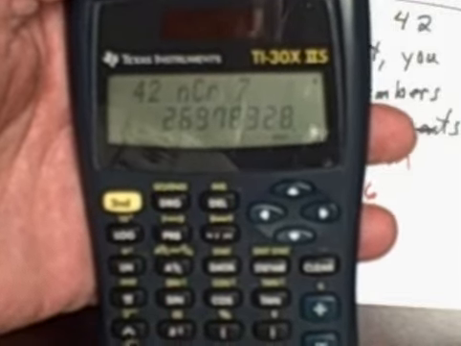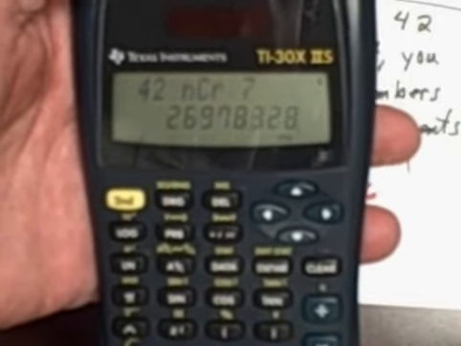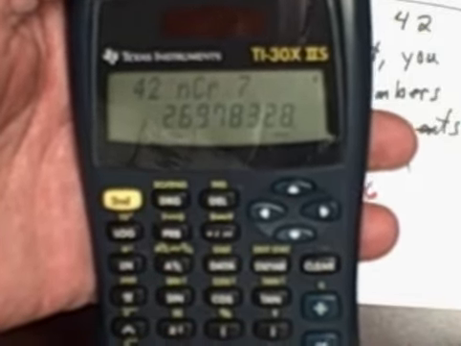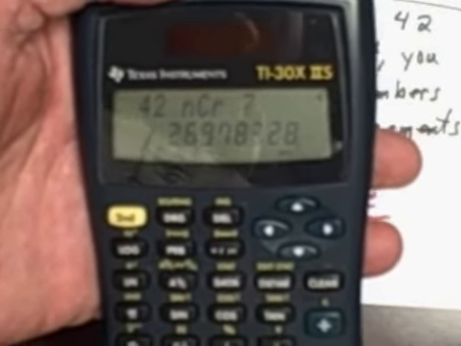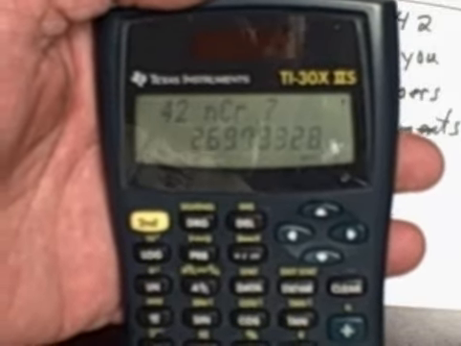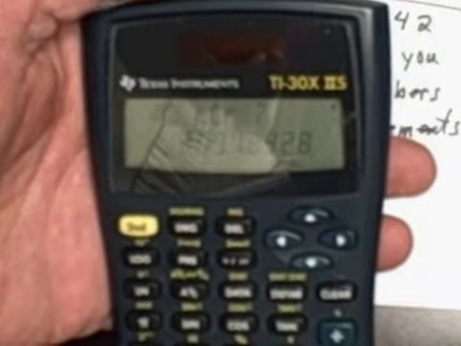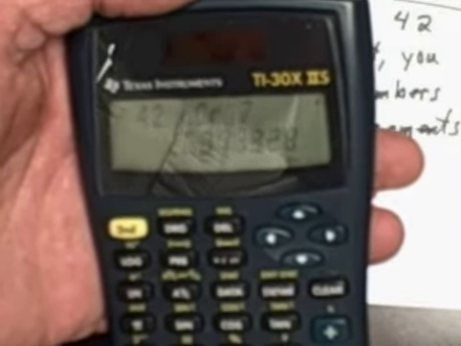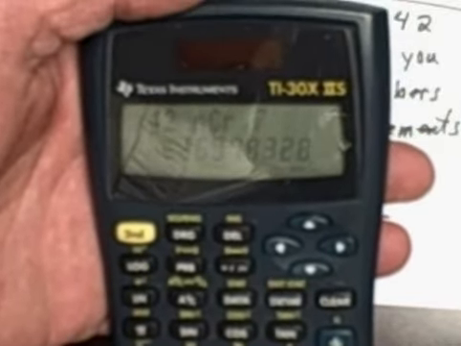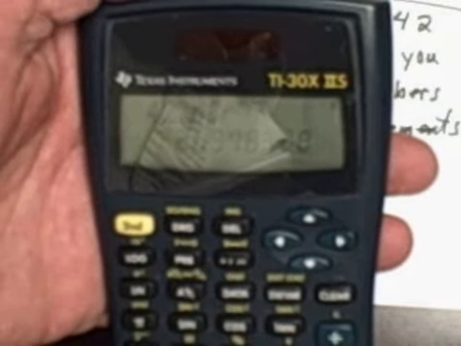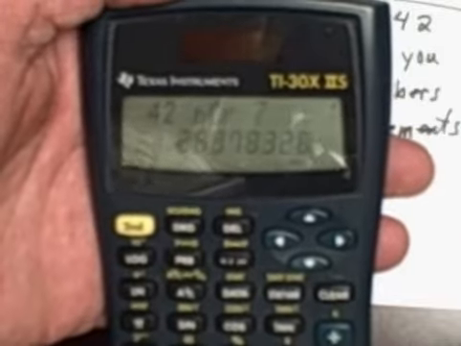And I don't know if you can read that number, but it's pretty doggone big. It's, I think it's 26,978,328. That's how many different possible combinations, arrangements of 7 numbers chosen from 42 are. That's how many there are. So what's the probability you would win this lottery? Well, you would win it 1 out of every 26,978,328 times that you play. Not real likely to happen, is it?